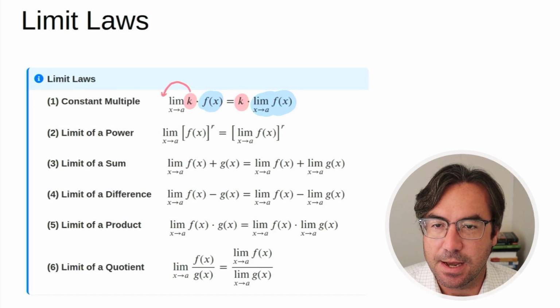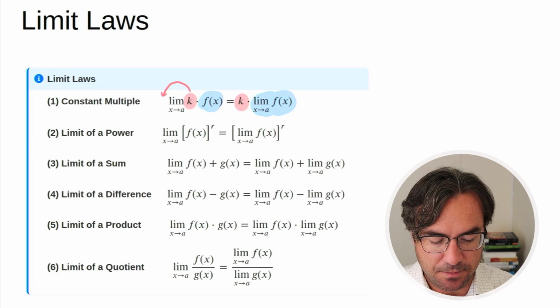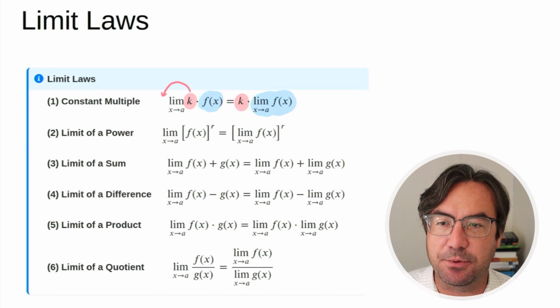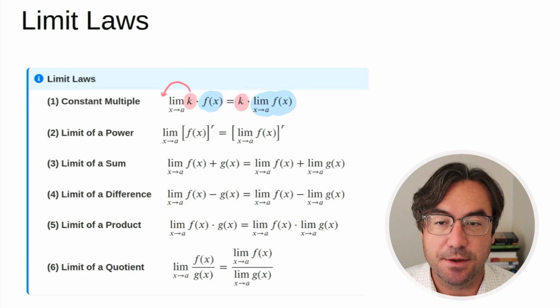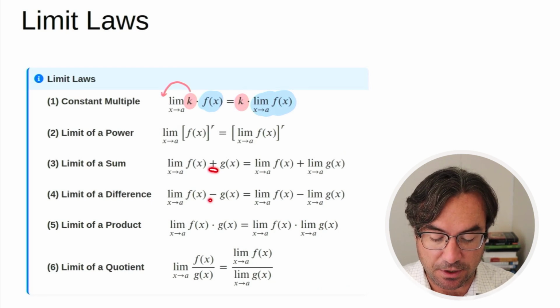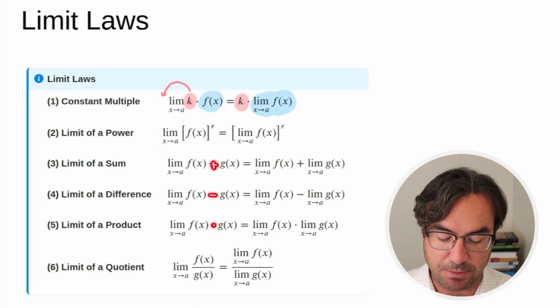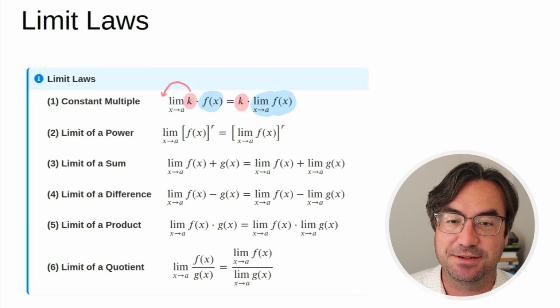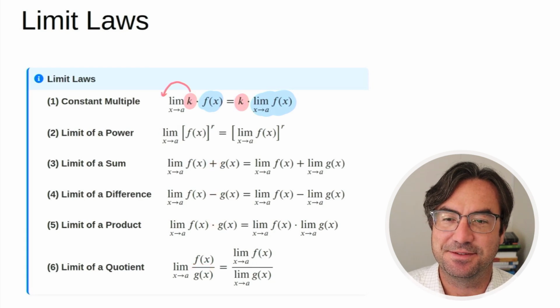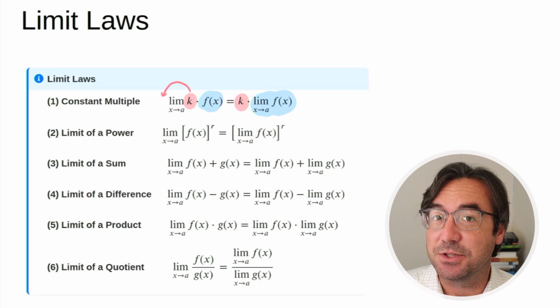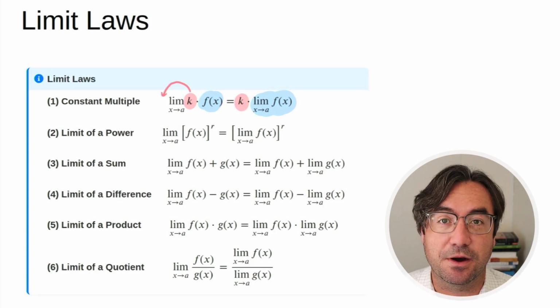All right, so let's jump down and look at properties 3 through 6 here. These are all of our basic arithmetic: addition, subtraction, multiplication, and division. And limits work really nicely with our operations here.